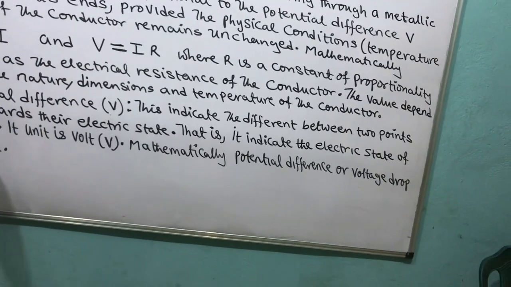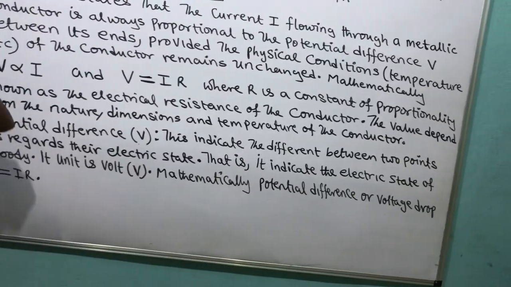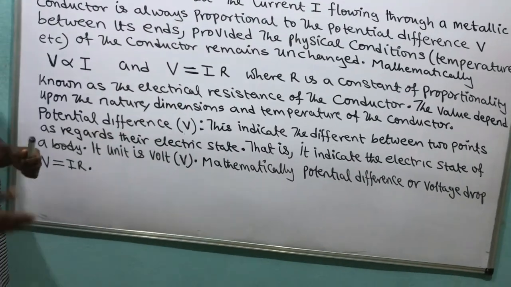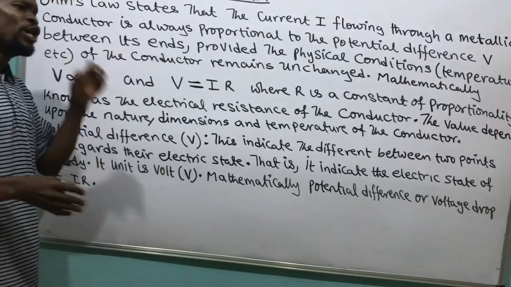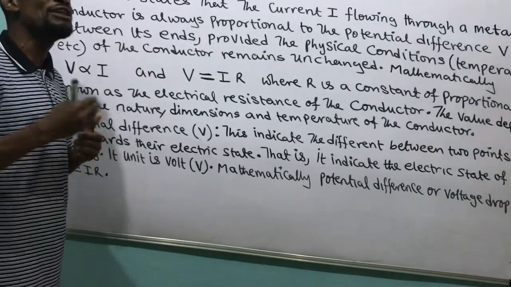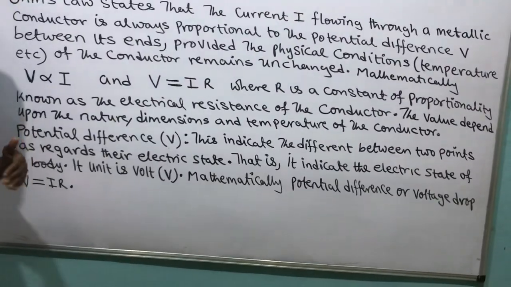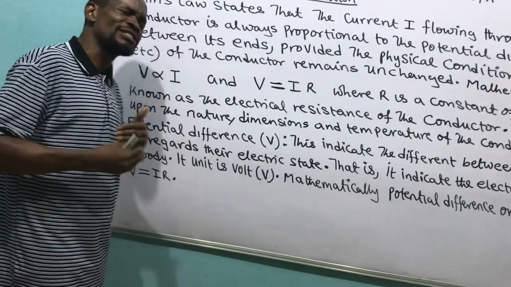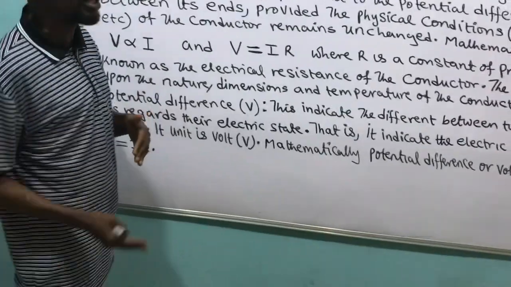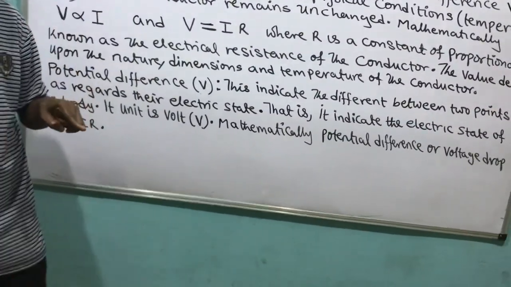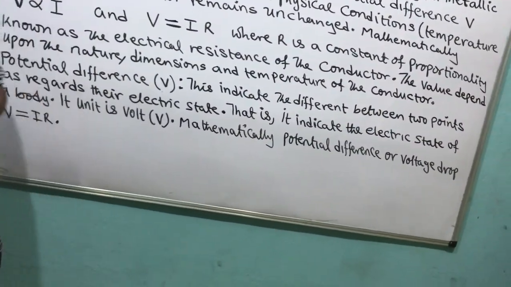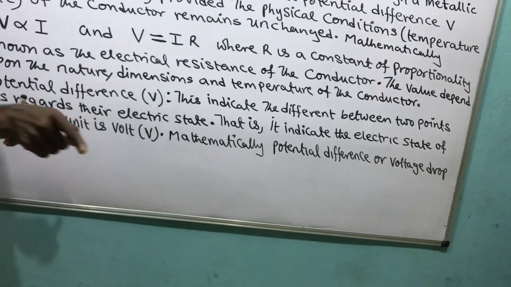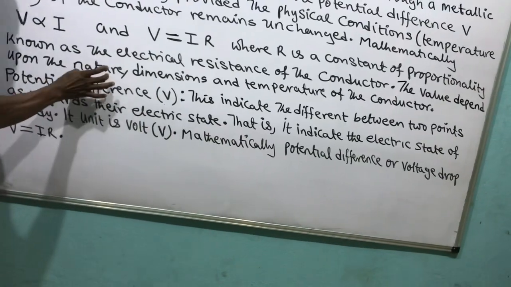It offers low resistance because it's more pure gold. Then followed by silver, which has a little resistance. If you now use copper, you have more resistance compared to silver. Then aluminium will give you more resistance compared to copper. Therefore we said it depends on their nature.